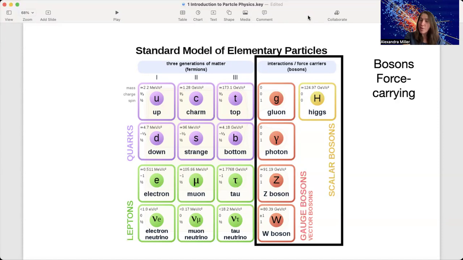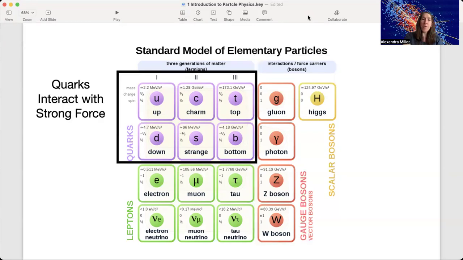One particle missing from here is a particle known as the graviton, which is said to be beyond the standard model because the graviton, which would be a particle carrying the force of gravity, is not currently explained by the standard model as we know it. Okay, so back to our fermions.